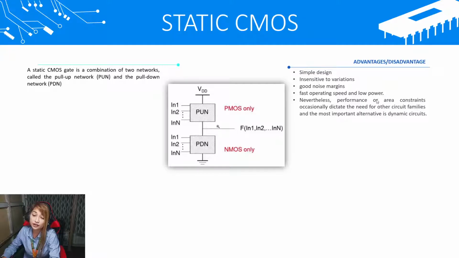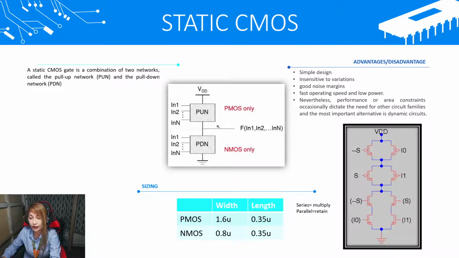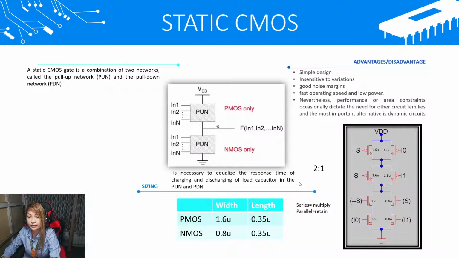The disadvantage, nevertheless, is that performance or area constraints occasionally dictate the need for other circuit families, and the most important alternative is the dynamic circuit. For sizing, the NMOS has 0.8 micron in width and the PMOS has 1.6 micron in width. This is the constructed circuit of the 2-to-1 multiplexer for static CMOS, and the sizing is necessary to equalize the response time of charging and discharging of a load capacitor in the pull-up network and the pull-down network.